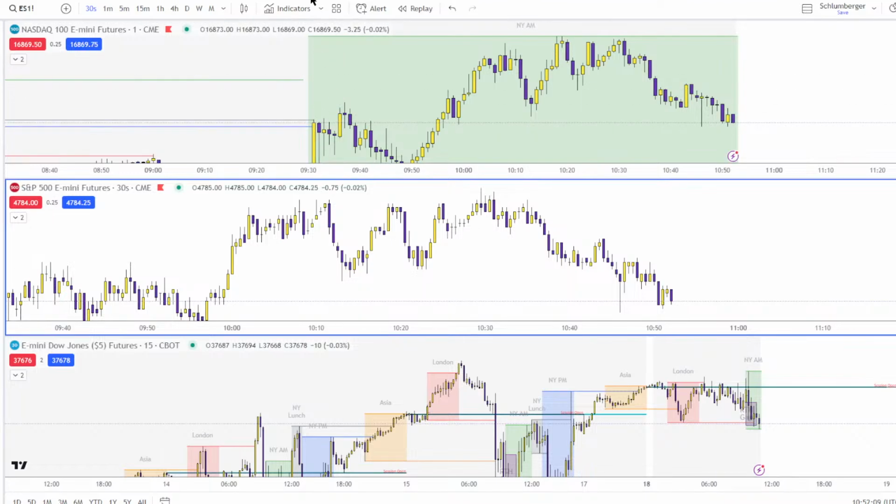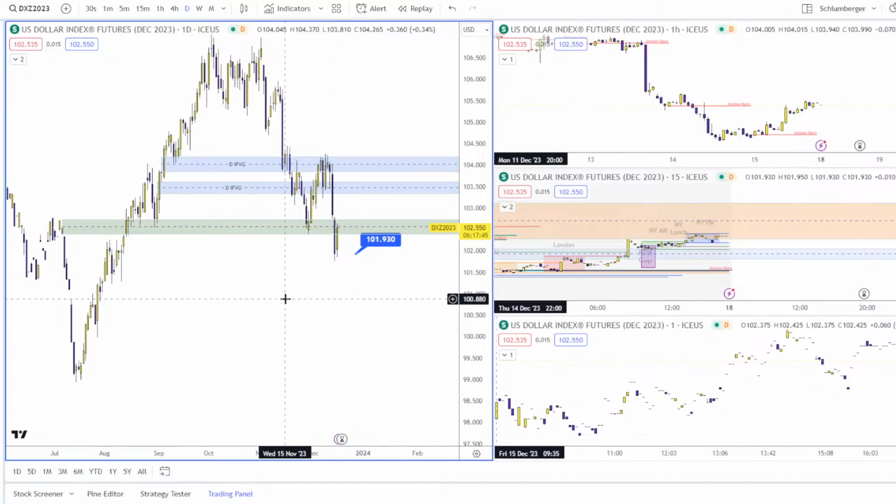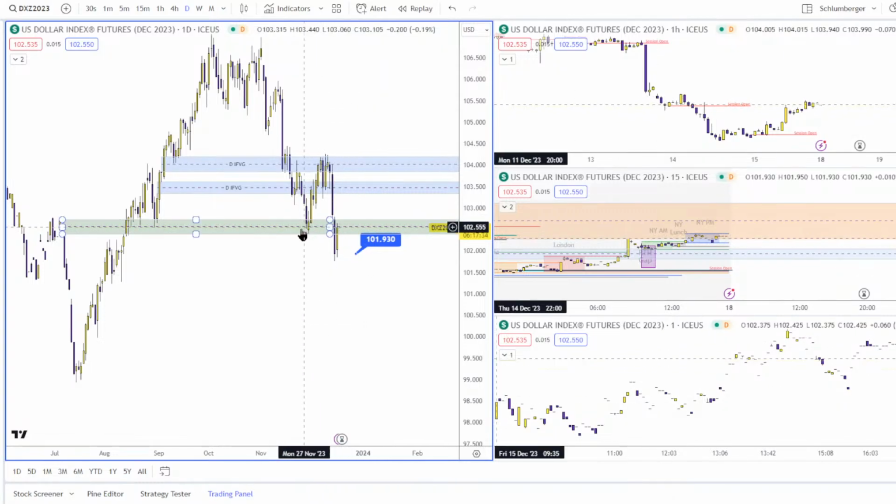Let's go through some of this. This is the US Dixie. We were calling for 101.93 last week. We hit it nicely. Now we're back inside that breaker, above that high.